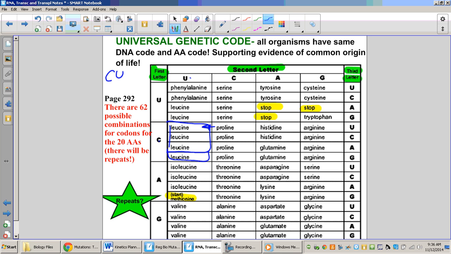CUC, CUA. So CUU is the first one. CUA, CUG. Any of those are going to be calling for the same exact amino acid. You could go to other ones, but it said just one mutation, so just that U was changed to C, A, or G. That's the beauty of the amino acid codon chart, because I can have a mutation, no problem, and my amino acid is still going to be exactly the same.